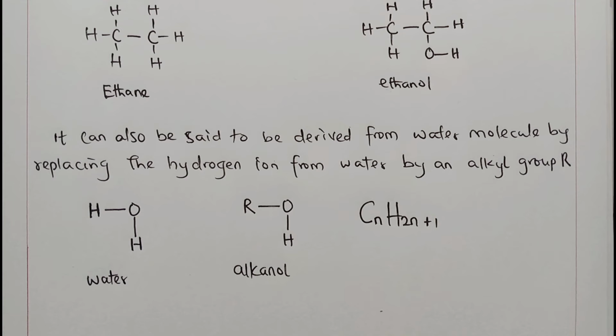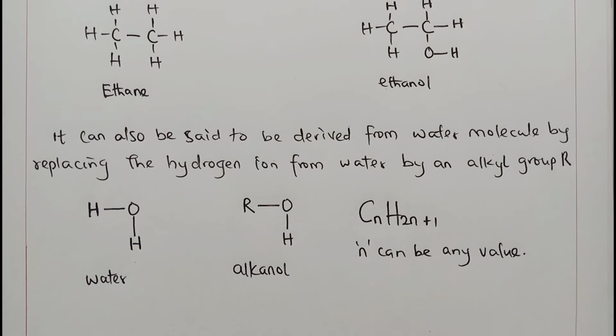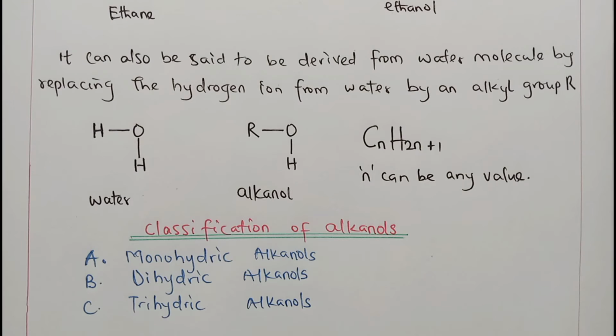And this n can be any value. We have other members of alkanol, which include methanol, ethanol, propan-1-ol, propan-2-ol, 2-methylpropan-2-ol, ethane-1,2-diol, propane-1,3-diol. We still have something like propane-1,2,3-triol, and many of that. We classify alkanol into 3: monohydric alkanols, dihydric alkanols, and trihydric alkanols.